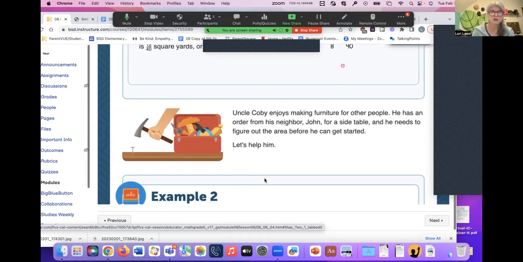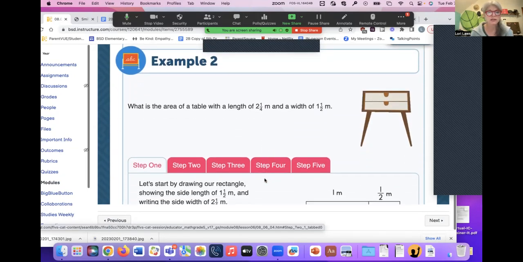Nice. Uncle Kobe enjoys making furniture for other people. He has an order from his neighbor and he needs to figure out the area. So here's another example.